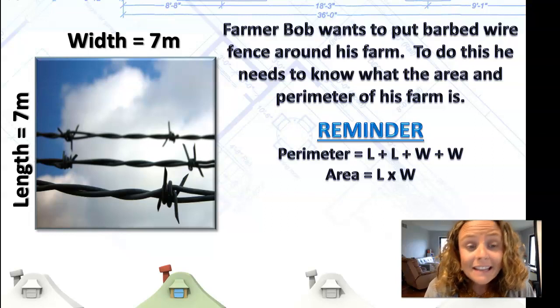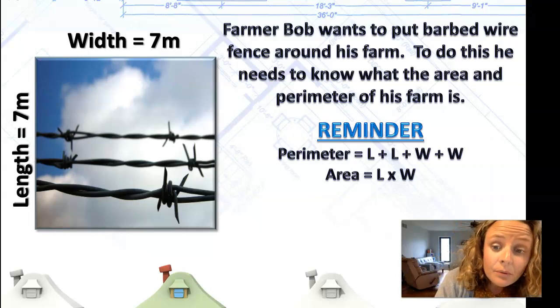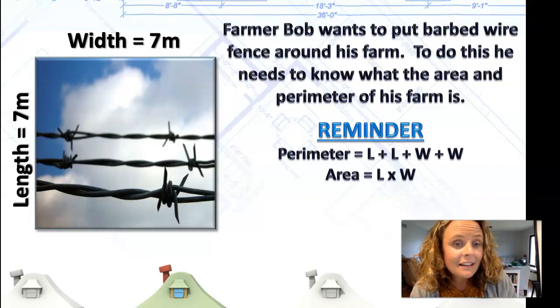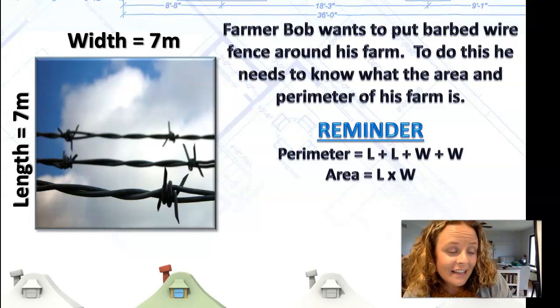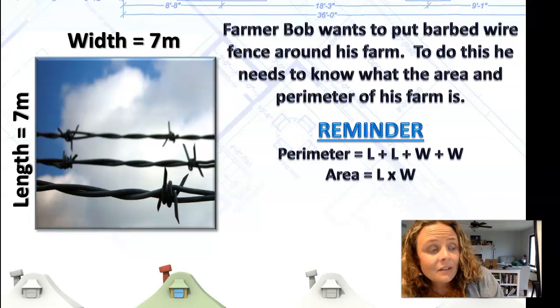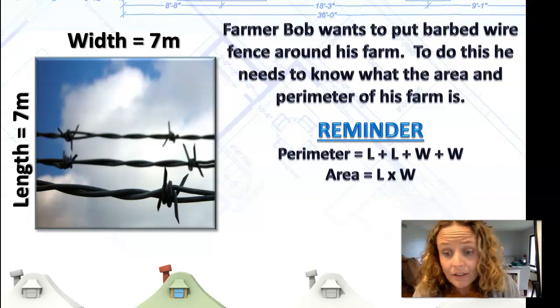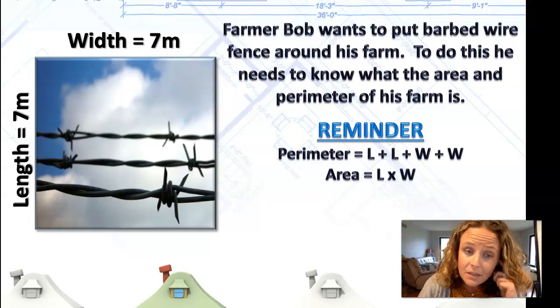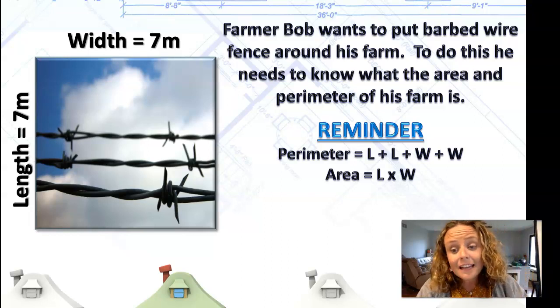Welcome back, friends. Yes, we figured out that the perimeter is 28 meters. 7 plus 7 plus 7 plus 7 is 28. 7 times 4 is 28. We add that label meters. How about the length times the width? Hey, that's another favorite fact of mine.